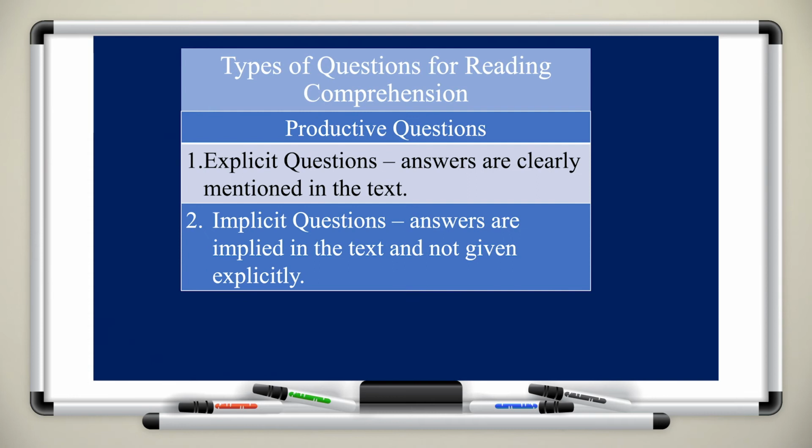So now we go to the second category, which is the productive questions, and we have two. We have explicit questions and we have implicit questions. The explicit questions are those whose answers are clearly mentioned in the text. Just go and underline them and you can write them in your answer sheet. And the implicit questions are not mentioned in the text, and you should understand the meaning from the passage. You understand the question and you write in your own words and your own style. So the answer is not actually written, but it is implied within.